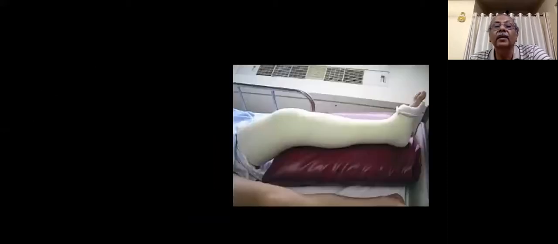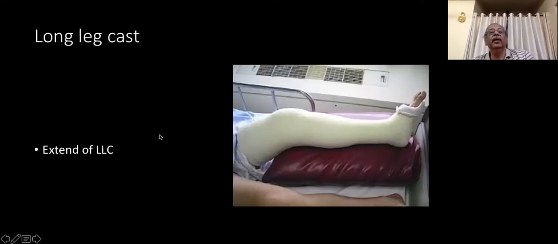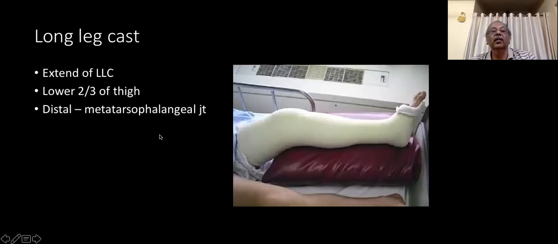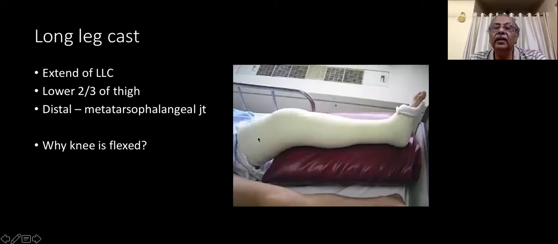Then regarding the long leg cast, again the extent will be asked: the lower two-thirds of the thigh will be covered, and the upper one-third will not be covered. This is different from a groin to toe cast, which extends from the groin up to the metatarsophalangeal joint. Another question that is commonly asked is why you want to keep the knee in flexed position.